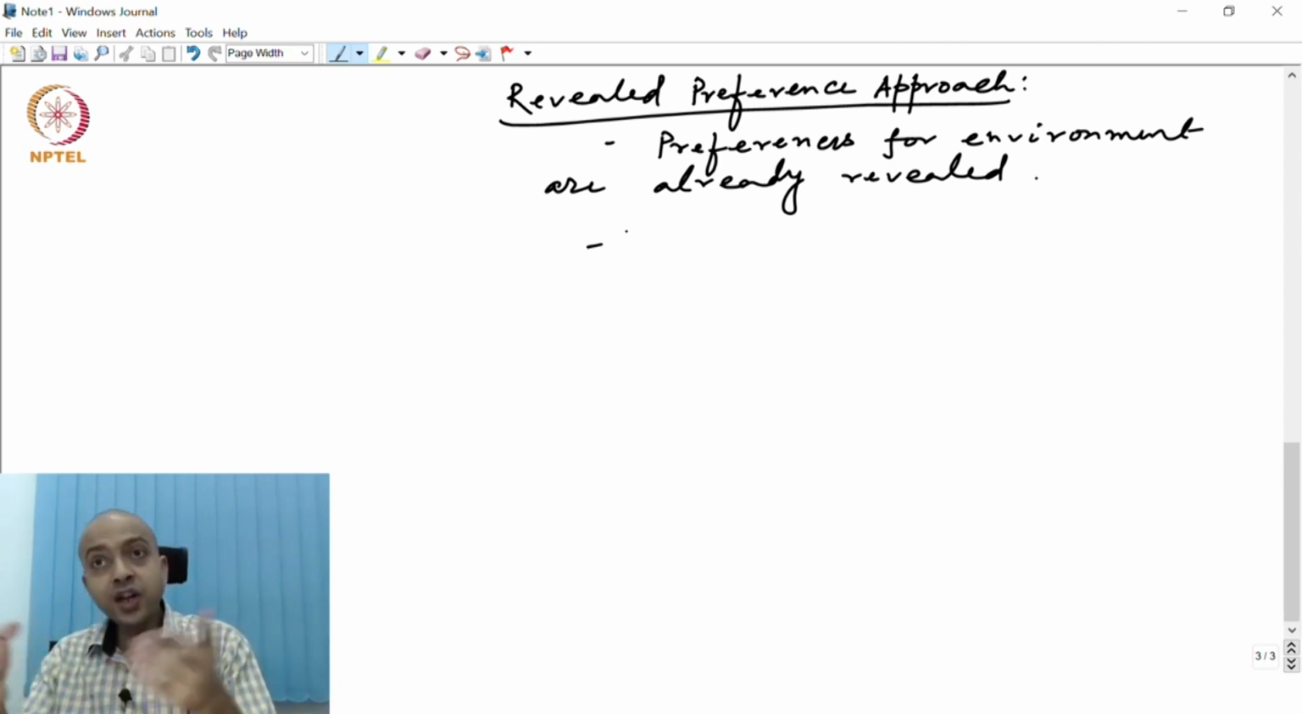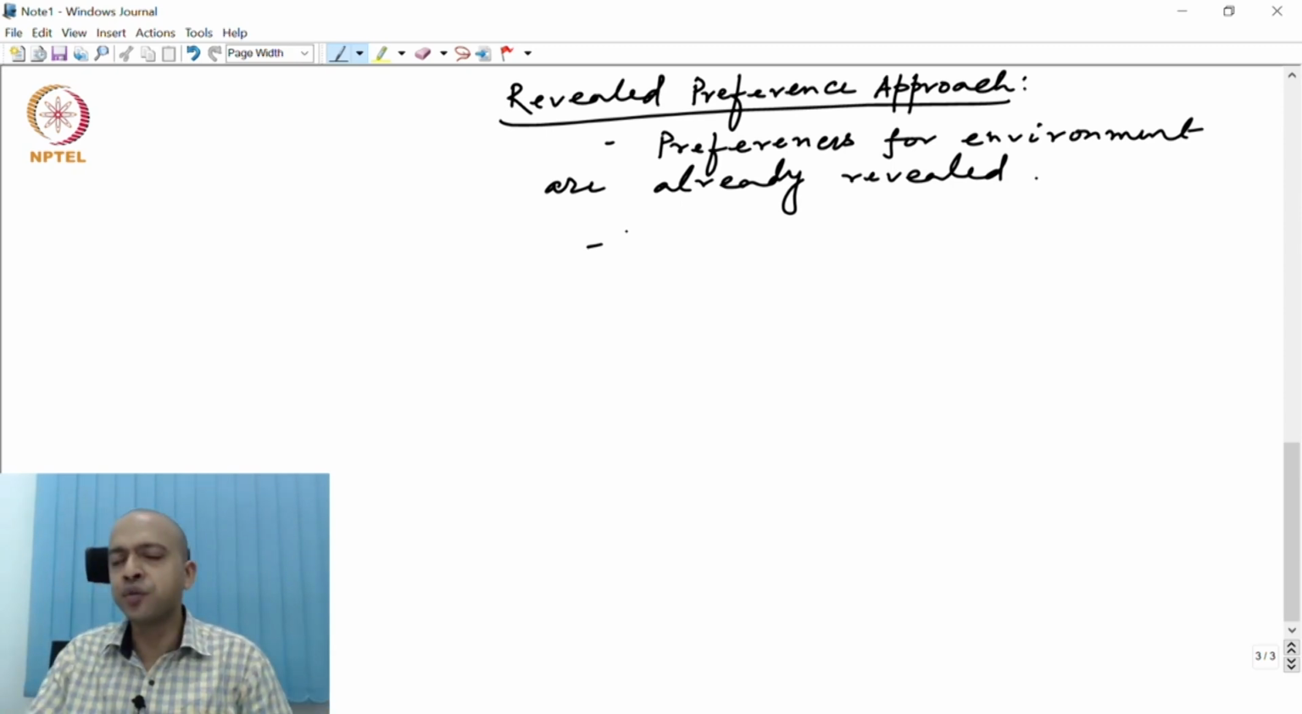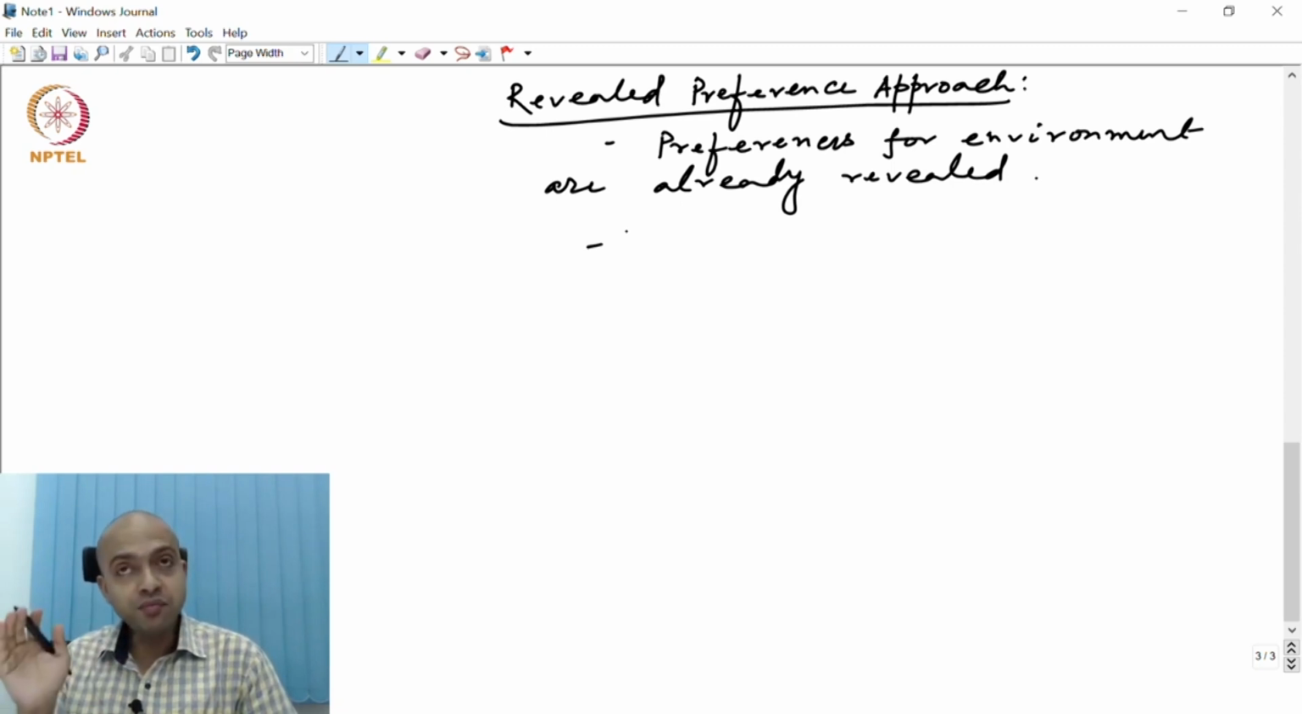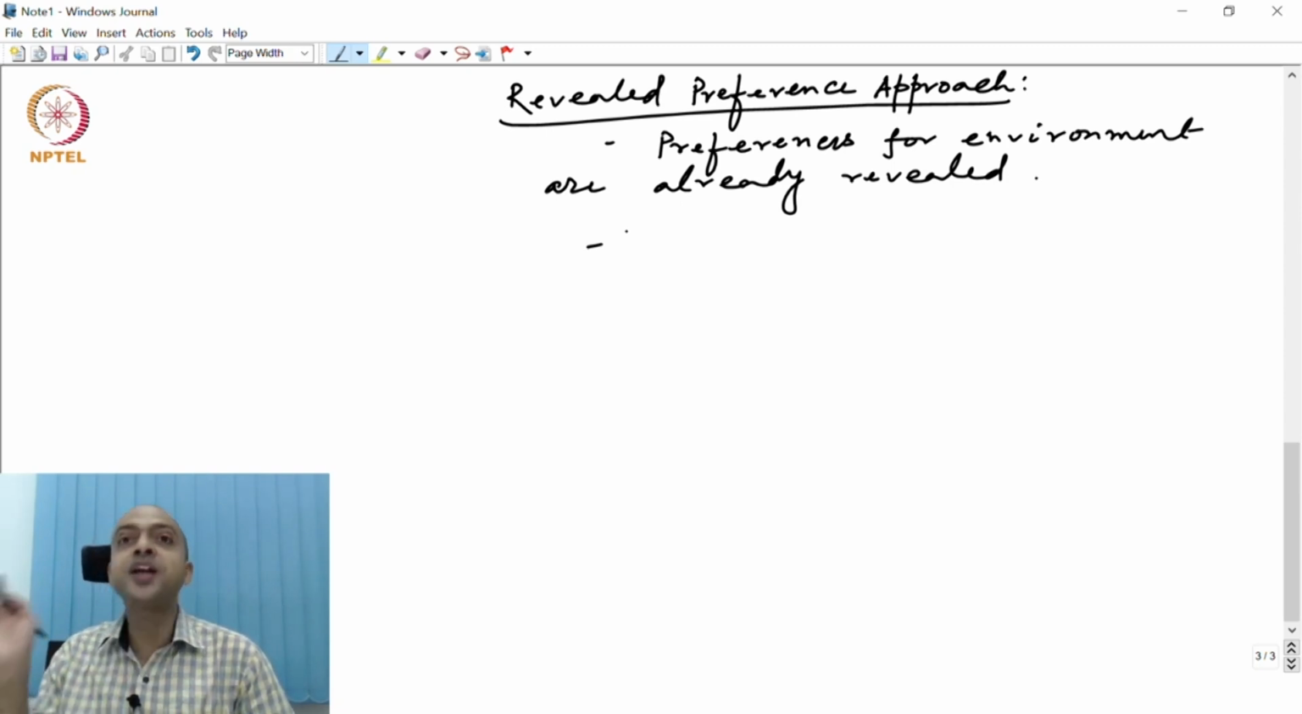We all can reveal our preference for different goods and services if there is a market, right? We go to the market, we buy the product or do not buy the product, through which anyone can understand our preference for those goods and services. But environmental goods and services don't have a direct market. Then how is it possible for them to reveal their preference? Yes, it is possible for them to reveal their preference for environment through a related market.